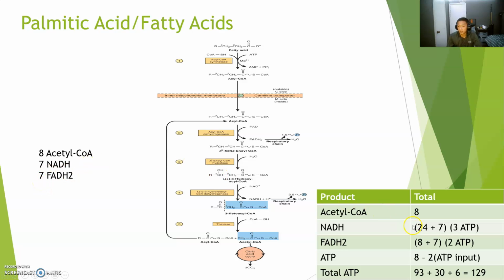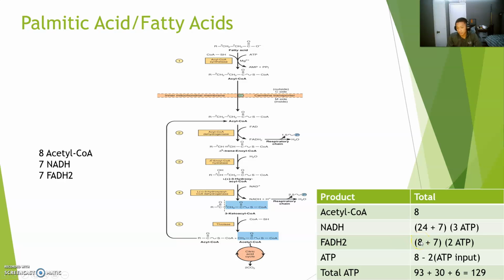So these numbers will be coming from, since we have 8, I took 8 here, and then in the citric acid cycle, 1 acetyl-CoA is going to produce 3 FADHs. So I took that and multiplied it, and then I added another 7 from the ones we already get from beta oxidation.